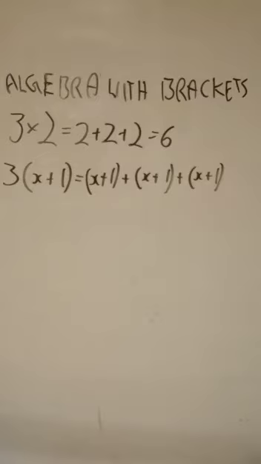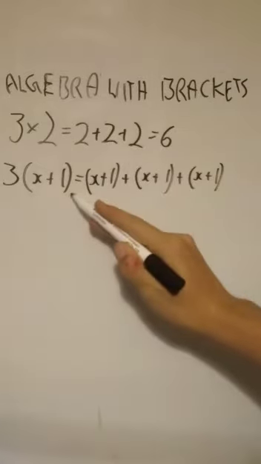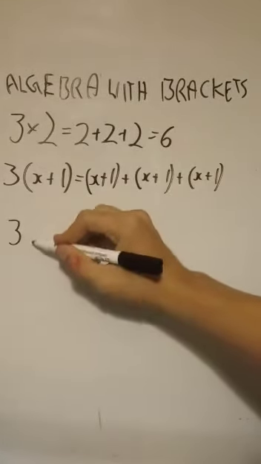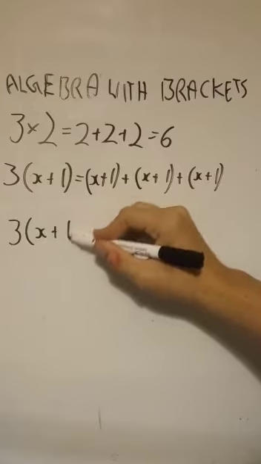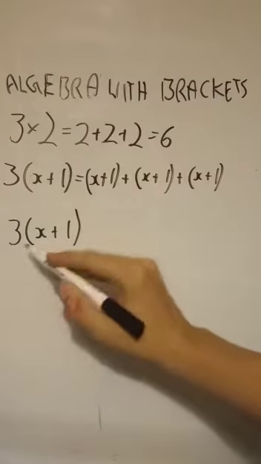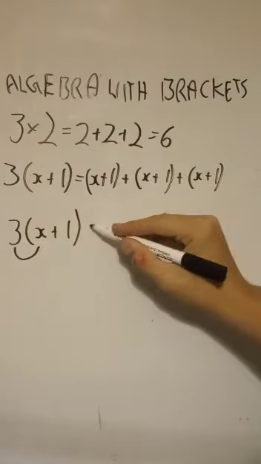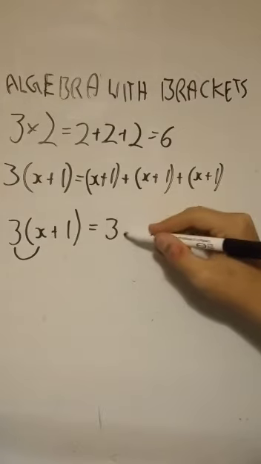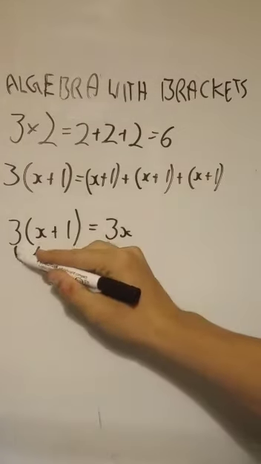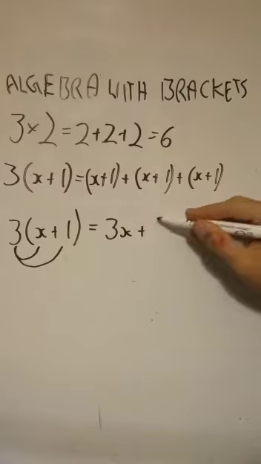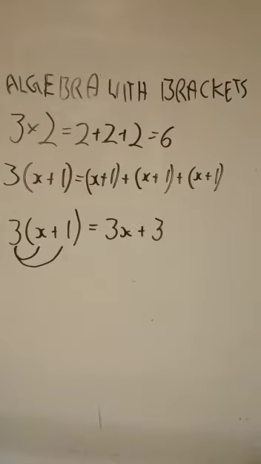If we wanted to write this out in a shorter way, we could do what's called expanding the brackets, where we get rid of the brackets. All we do is we take what's outside the brackets and multiply it inside. So we do 3 times x, which gives us 3x, and we do 3 times 1, which gives us 3. And that's how you expand brackets.